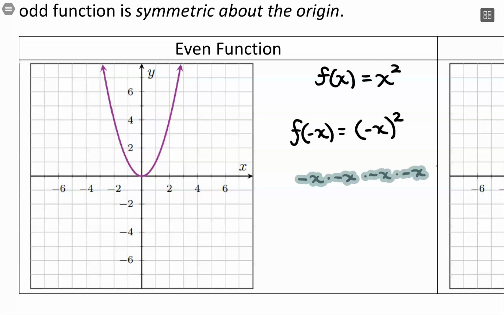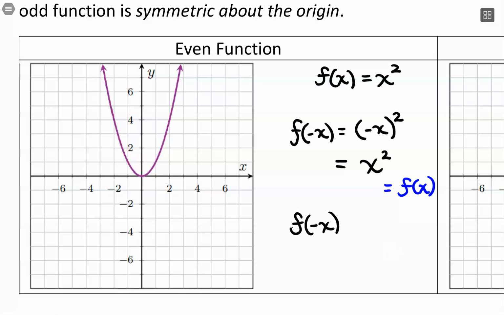So what this means is when I simplify, the negative is positive because of that even exponent, and then I'll have x with that exponent of 2. So I just get x squared out, which is the exact same thing as f of x. So with that, I end up with this relationship that if I plug in and simplify f of negative x, it's just the same thing as my original function. And that's our proof that it's an even function.